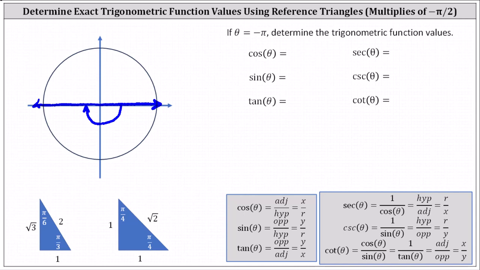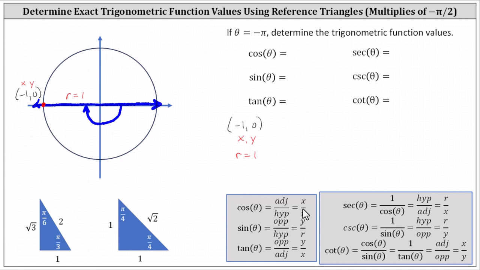Let's assume the radius is 1, so we have the unit circle, and therefore the point of intersection of the circle and the terminal side of the angle in standard position, this point here, would be the ordered pair (-1, 0), which indicates x equals -1, y equals 0, and r equals 1. And we can define all 6 trigonometric function values in terms of x, y, and r as shown below in our notes.